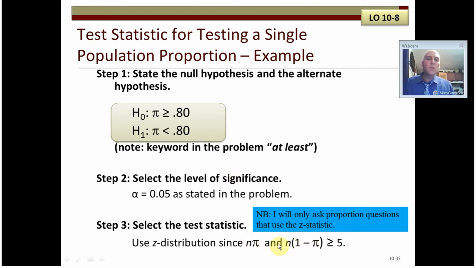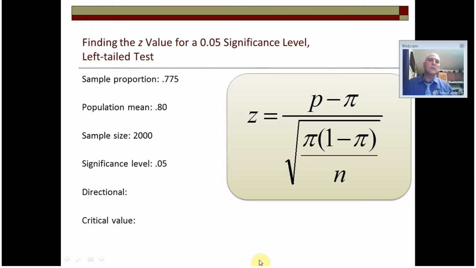And for the problems we'll be looking at, this is a logic test that I'll make sure our problems are all kosher all the time, but we will be using the z distribution. We calculate a test statistic here, z. P is 0.775. How did we get that? Well, that's 1550 over 2,000. 1,550 plan to vote for the incumbent governor out of the 2,000 that was surveyed. That creates a sample proportion of 0.775. Pi is given in the problem as 0.8. Our sample was 2,000. This is, in fact, a directional hypothesis.